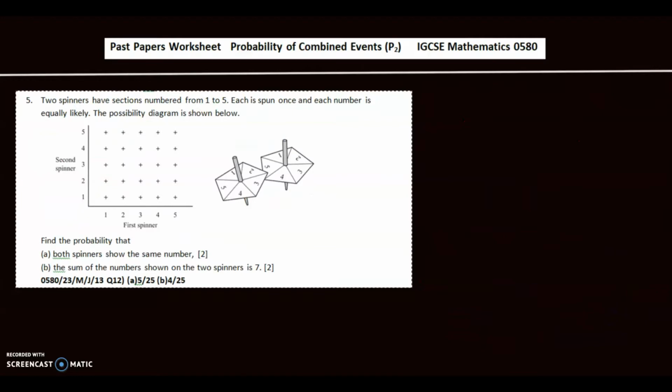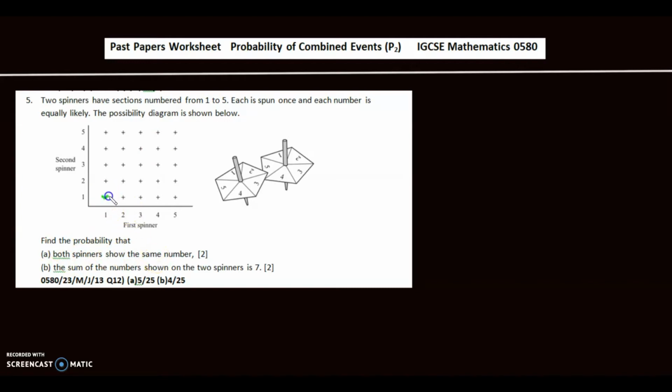Next question. 2 spinners have sections numbered from 1 to 5. Each is spun once and each number is equally likely. The possibility diagram is shown below. The possibility diagram shows that if we get 1 in the first spinner, in the next spinner we may get 1, 2, 3, 4, 5, and this lists all the combinations. For example, when we get 4 in the first spinner and let's say 4 in the second spinner, this is represented by this region. So it's actually representing all the possibilities. Find the probability that both spinners show the same number.